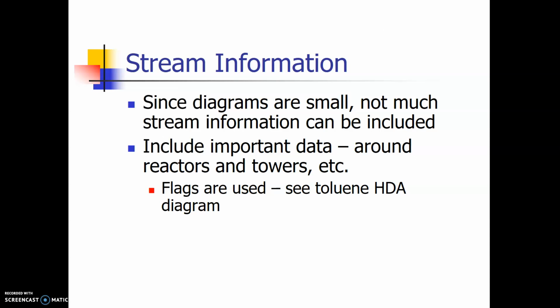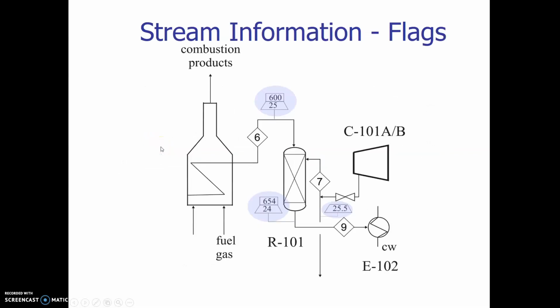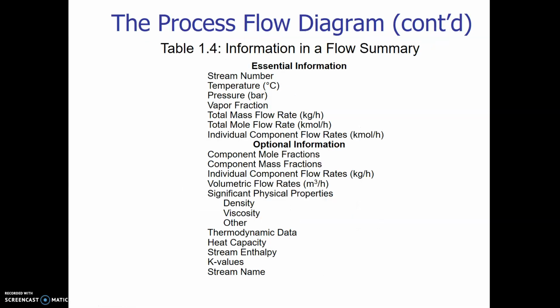The stream information: since the diagrams are so small, not much stream information can be included. So what they can do is add little flags, and these little flags here tell us information about how fast it should be. So here are some examples of those stream identifiers, and they just tell us how fast.